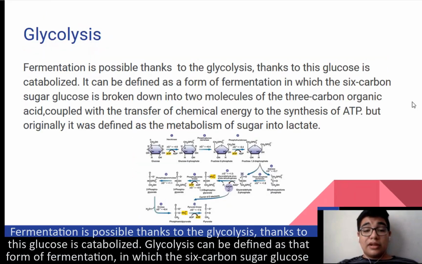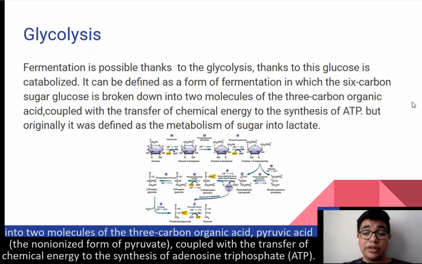Now I will talk about glycolysis. Fermentation is possible thanks to glycolysis. Thanks to this, glucose can be catabolized. Glycolysis can be defined as that form of fermentation in which the 6-carbon sugar glucose is broken down into two molecules of the 3-carbon organic acid, pyruvic acid, coupled with the transfer of chemical energy to the synthesis of adenosine triphosphate, most commonly known as ATP.